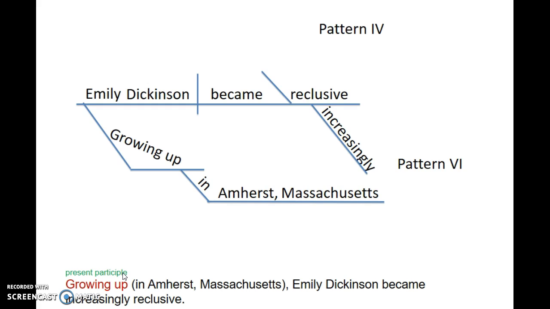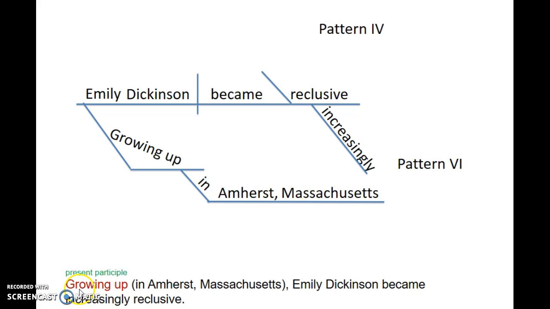Once you've identified where they are, then you need to look at how they're functioning so you know how to diagram them. As with all of our sentences, we're going to start with the main clause, the independent clause first, and then work with the other elements after that. So in this first one, Emily Dickinson is our subject, became is our verb, that's a linking verb, and we end with an adjective, reclusive, which makes it a pattern 4. Increasingly is an adverb modifying the adjective, so it goes below there. We've got our main sentence done.